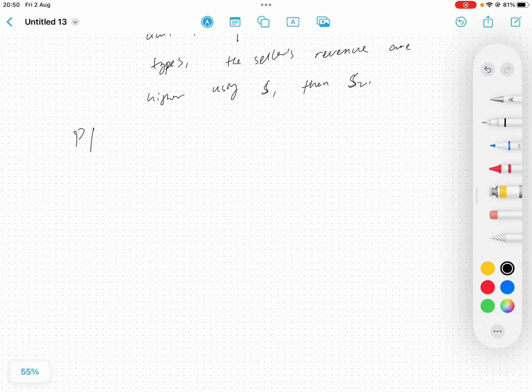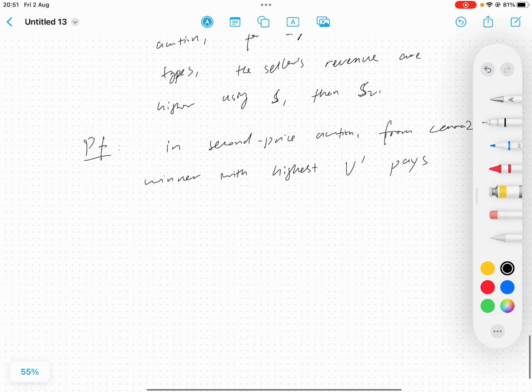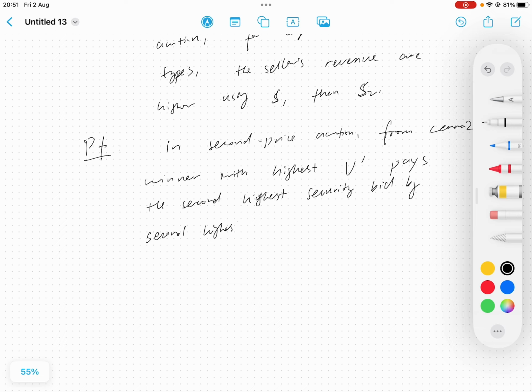Proof. In the second price auction, which we're only concentrating on for now, and from lemma 2, what we know is that the winner with highest type V1 pays the second highest security bid by the second highest type V2.